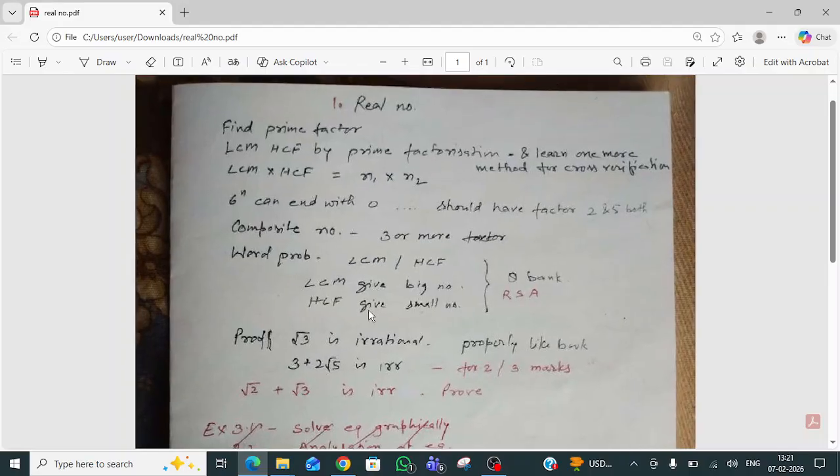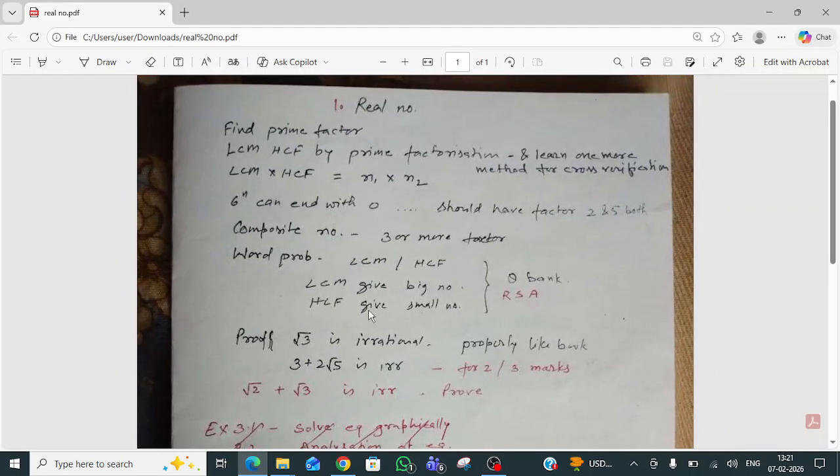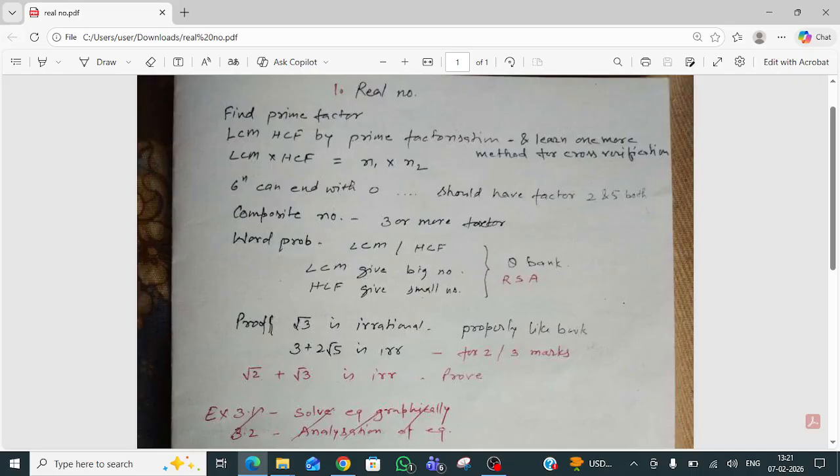Dear students, we are revising the first chapter of your maths, the real number. In this chapter, it seems a very small chapter of your syllabus, but it carries around 5 marks in the exam on an average. So what all things do we have to take care of in this chapter?